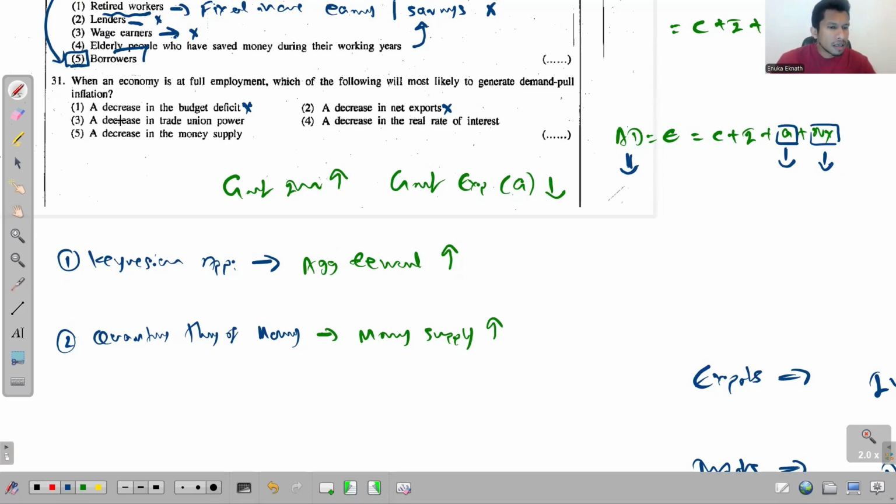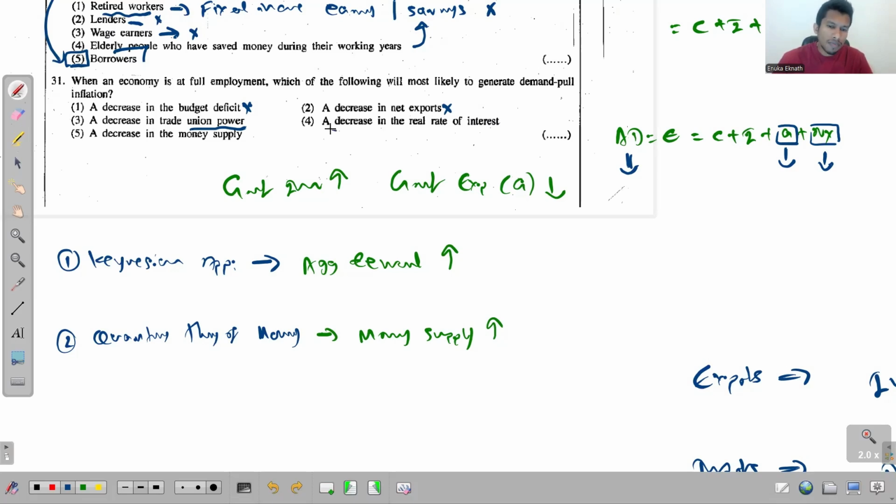Third one, a decrease in trade union power. See, there's no such direct connection between the power of trade unions and demand pull inflation. But if the trade union is very powerful and if they can negotiate high salaries, then it may create a cost push inflation, but not demand pull inflation.